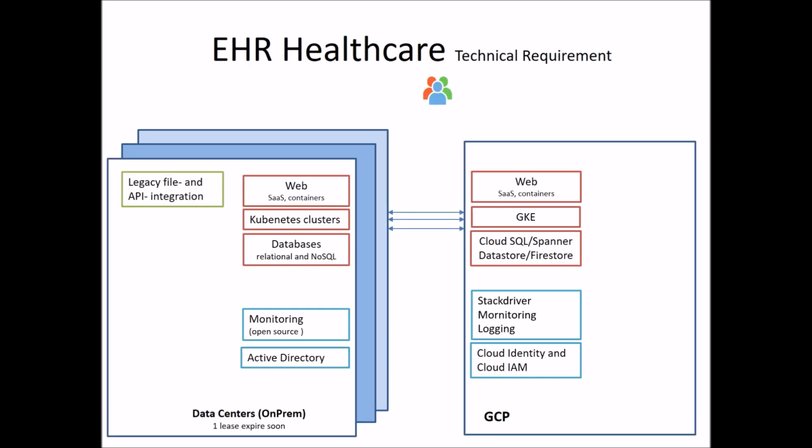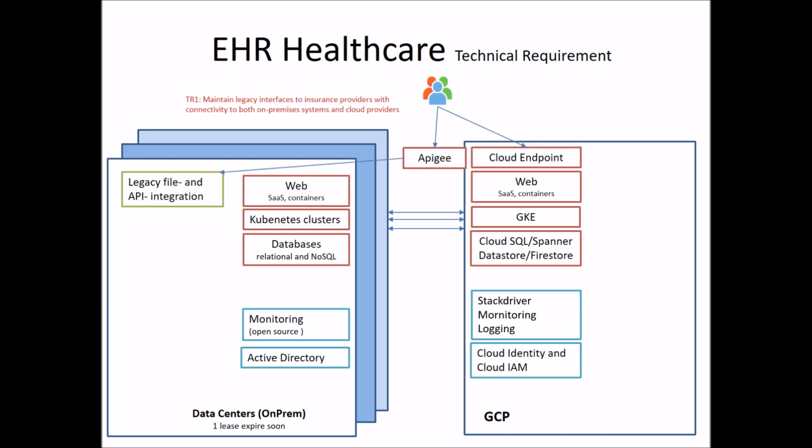So now for the technical requirements. 1. Maintain legacy interface to ensure providers have connectivity to both the on-prem system and the cloud provider. This is actually referring to users accessing Cloud Endpoints for cloud products and Apigee for the legacy application.